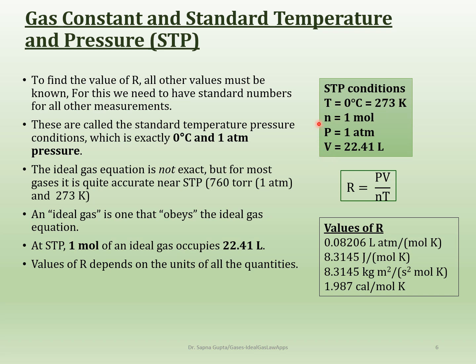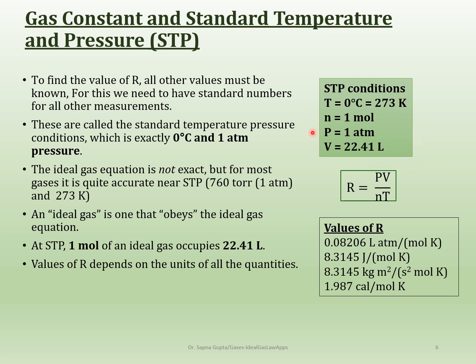So let me go over that again. The temperature is 0 degrees Celsius, which is 273 Kelvin. The pressure is 1 atmosphere. We are studying 1 mole of gas, and under those conditions, 1 mole of gas occupies 22.41 liters of volume. So those are the STP conditions.